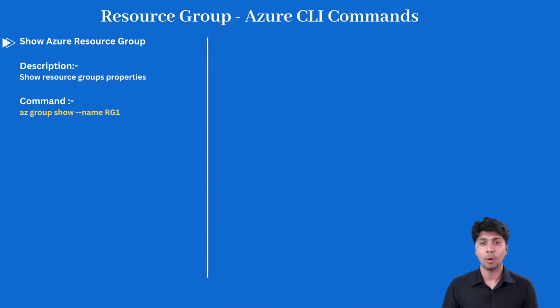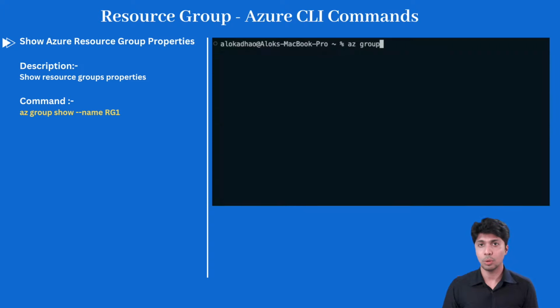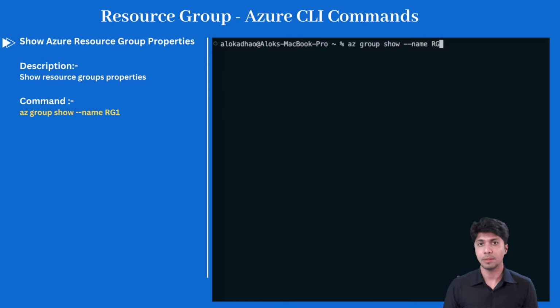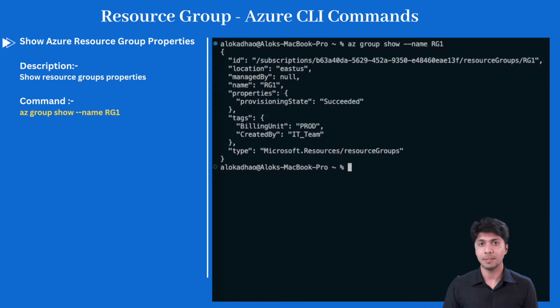If you want to see all the details of a particular resource group, then az group show --name RG1. --name is the parameter which expects the name of the resource group, and as the output it shows the same details of the resource group as we saw in the output of create resource group. This way, you can anytime pull complete details of a resource group in Azure.